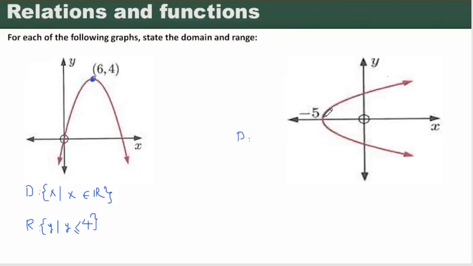For the second shape, I want to write the domain. Domain here, if I look here, I start from negative 5 and go to positive infinity, the horizontal line. We see these two arrows that go to infinity, which shows it continues to infinity. So I say the set of x such that x is larger than or equal to negative 5.